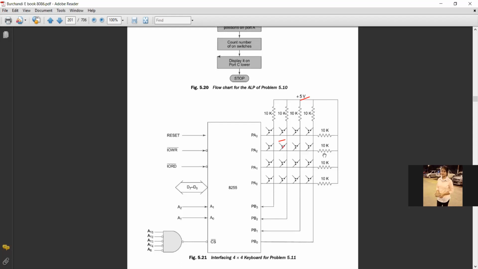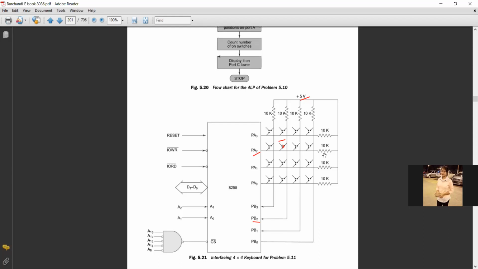So what will happen as I am pressing this switch? PA2 is 0 and correspondingly PB2 is also 0. So PA2 and PB2 are 0, so I can identify, this is 0, 1, 2, 3, 4, 5, 6, 7, 8, 9, A. A switch is pressed. Is it clear?